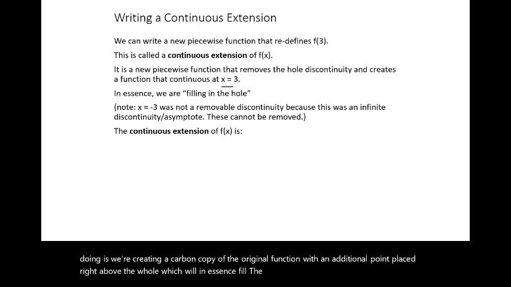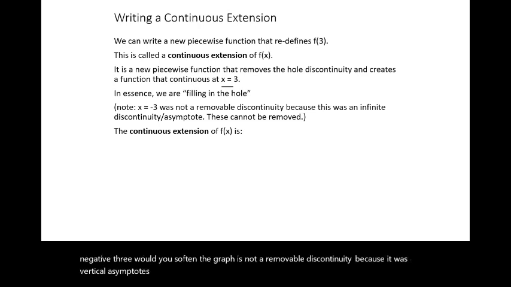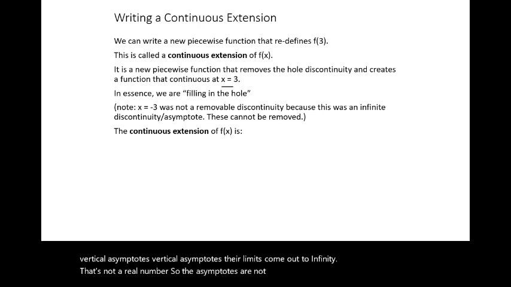Now, I also want to note that x equals -3, which you saw from the graph, is not a removable discontinuity because it was a vertical asymptote. Vertical asymptotes, their limits come out to infinity. That's not a real number, so the asymptotes are not removable discontinuities. You are stuck with them.